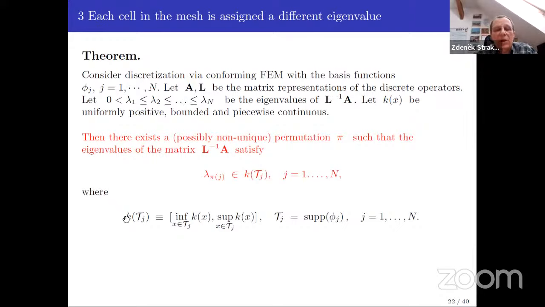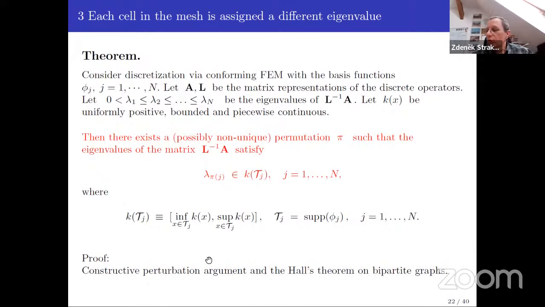And of course, here this K is not only an image, it's the infimum and supremum, because the function can be discontinuous throughout this individual support. So it's like a convex hull of this image. So this is definitely very nice, because it means that if I have just this function K and I have a discretization and I compute this, I have estimates for the eigenvalues. And even stronger.